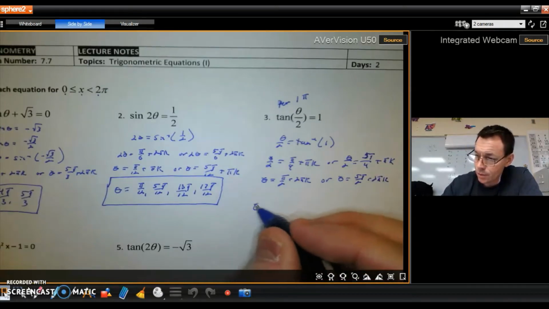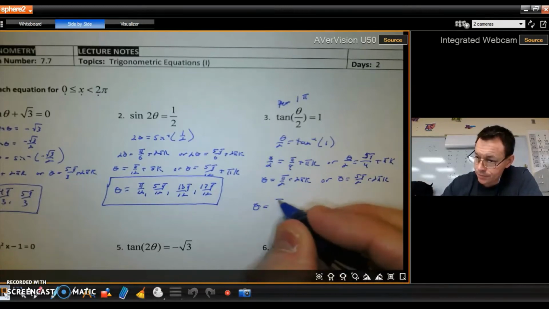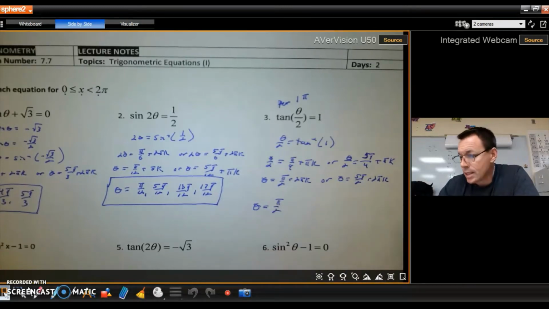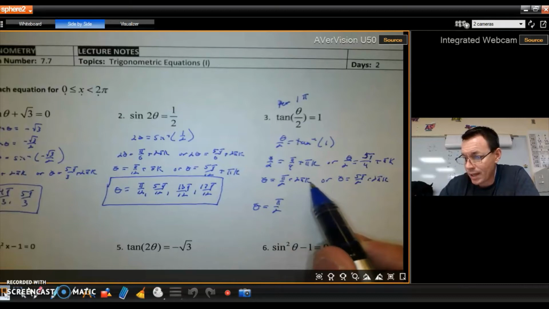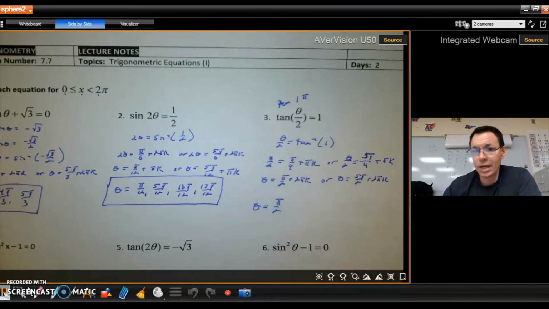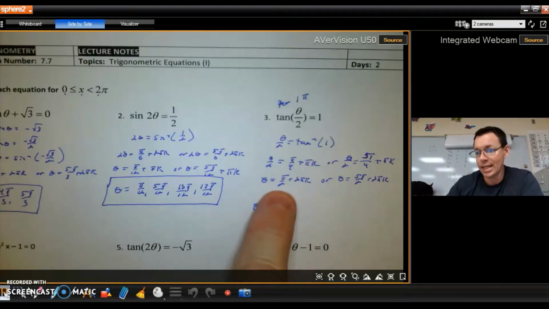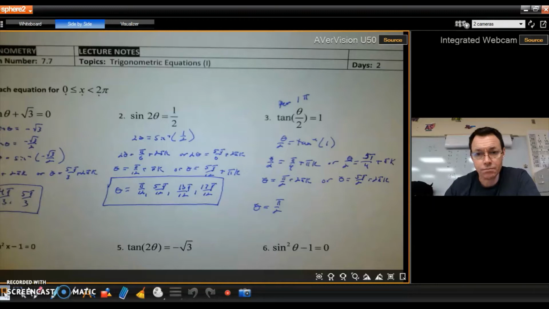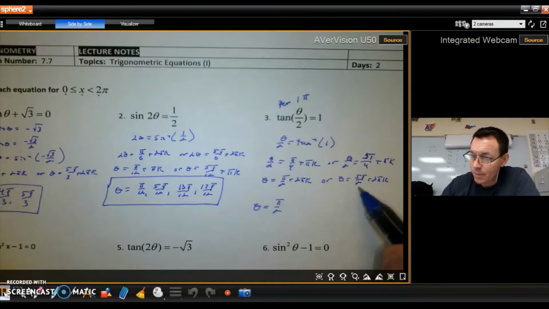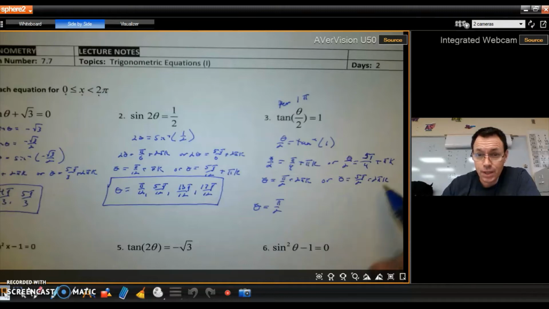All right, so let's see what we got. We've got pi over 2. That's good. And then we have plus 2 pi k. Well, again, if I add 2 pi to a positive angle, I'm going to get an answer that's bigger than 2 pi. So I don't need to add anything to that to generate any more answers. Okay? How about this one? 5 pi over 2. 5 pi over 2 is also too big.